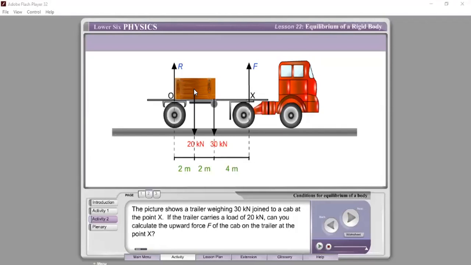That means that the weight of the load acts at the center of the load only. Okay, can you calculate the upward force F of the cab on the trailer at the point X? So we want to find F. The joint here will experience a force upward because the weight, everything will be pulling down, so in the opposite direction. And for this point, we have the normal reaction force, so it depends on which they want us to calculate.